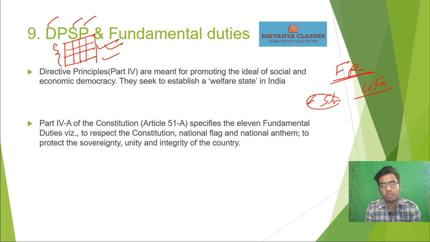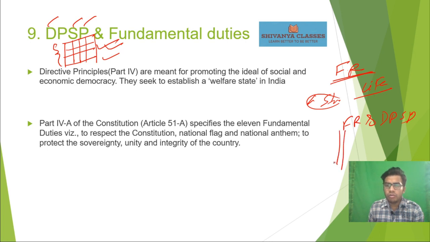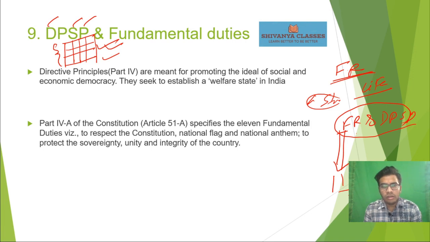Next thing is fundamental duties. What are fundamental duties? Suppose we have fundamental rights and DPSP. This is given by the constitution to the citizen, or in turn this is given by the government to the citizen, or this is given by the country to its citizen. Then what will we give as a citizen? It doesn't mean you only take the rights, you only take the fundamental rights and DPSP things.